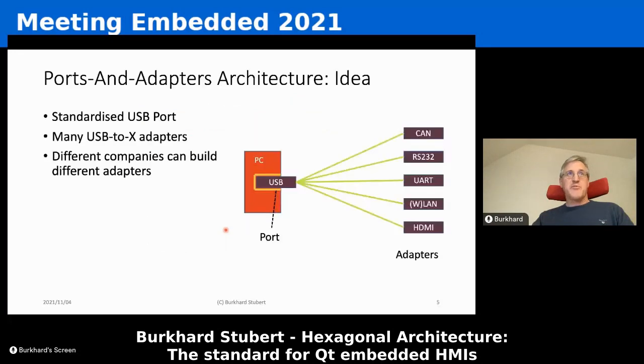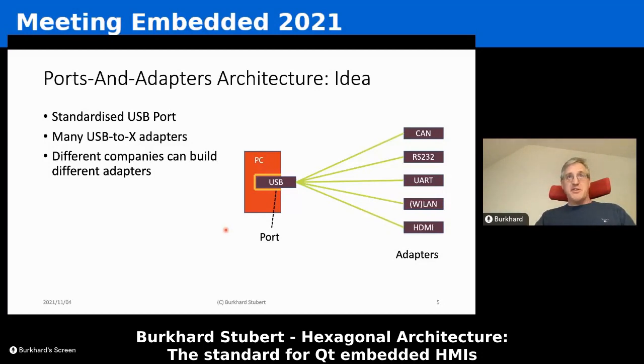The motivation. So what's the motivation for the hexagonal architecture? It's also called, the official name is ports and adapters architecture. The idea is the same as with USB ports. In modern PCs and laptops, you only find USB ports. So my MacBook here has 2 USB-C ports and, well, an audio jack on the other side.